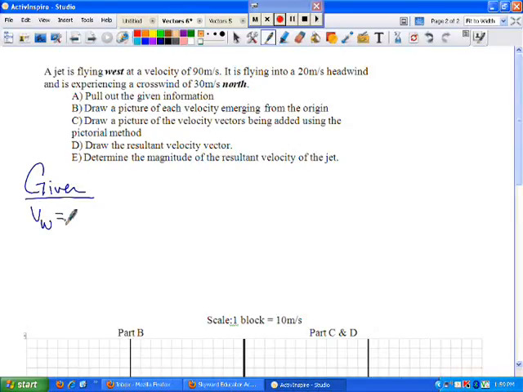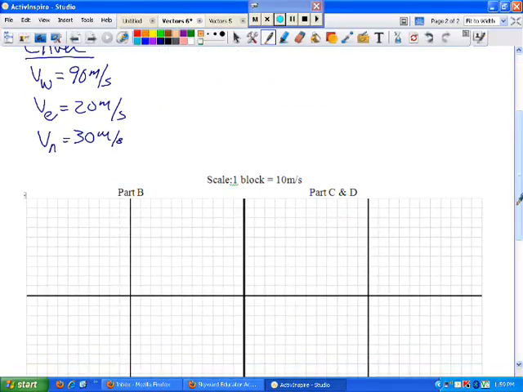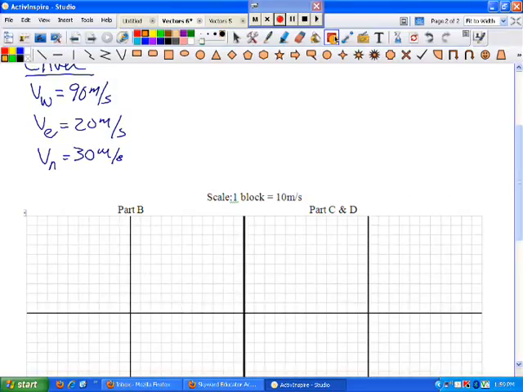The second question asks us about a jet that is flying west at a velocity of 90 meters per second. So to pull out our given information, we have a velocity towards the west of 90 meters per second. And then we know that we are flying into a headwind of 20 meters per second. Well, that means that that velocity is pointing towards the east. We are then experiencing a crosswind of 30 meters per second, which is traveling towards the north.